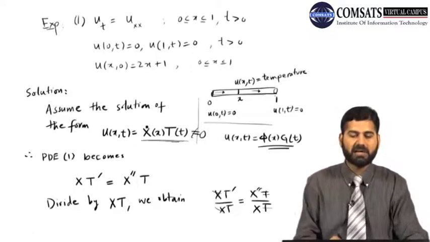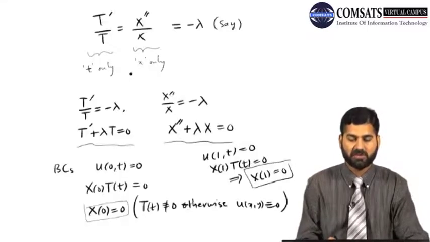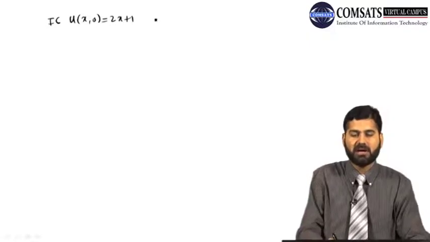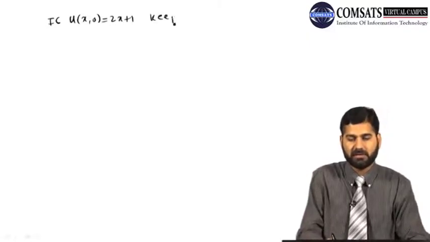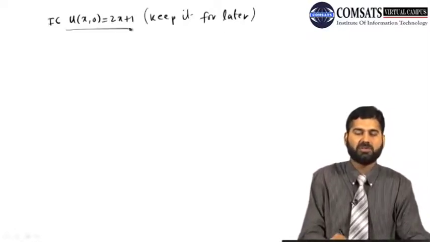From the third equation you will not get anything. This is not a homogeneous condition. u(x,0) is 2x plus 1. So we will keep it for later. The initial condition u(x,0) is equal to 2x plus 1. Keep it for later. We will use it later on, but we cannot do anything with that.